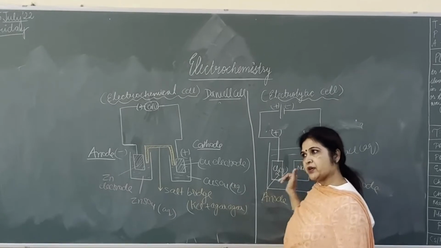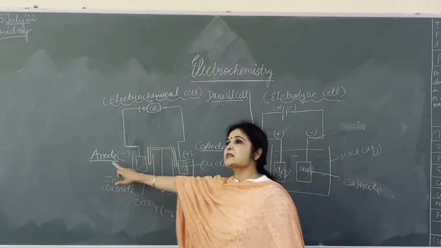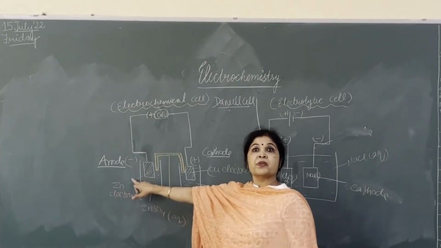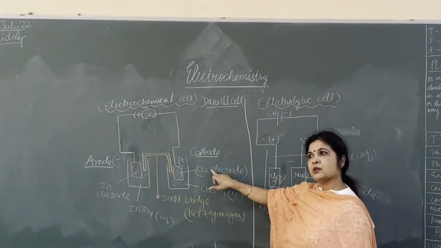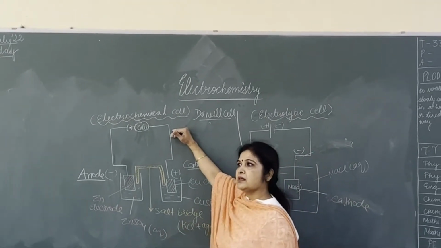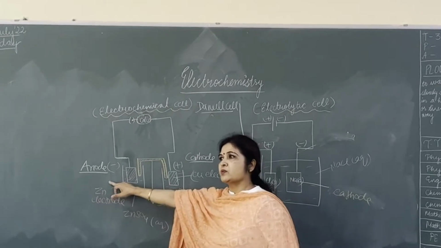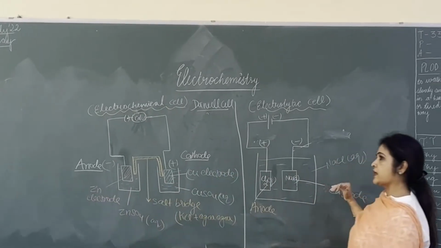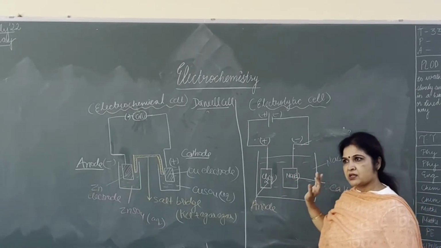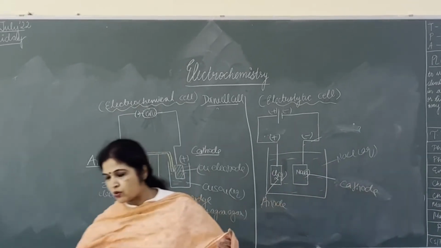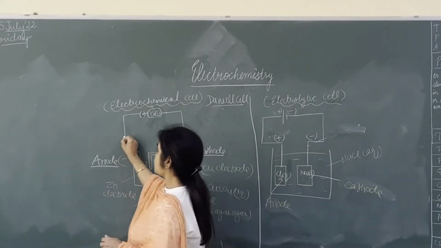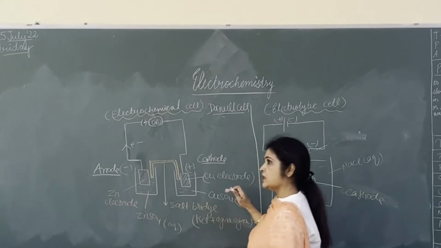Second difference is this. First is the principle, different, opposite. Third, you can see the sign convention of anode and cathode. What is the sign convention of anode here? Negative. And of cathode? Positive. So in an electrochemical cell, which is also called a galvanic cell, the anode sign is negative and cathode is positive, while in case of an electrolytic cell, the anode is positively charged and the cathode is negatively charged. Okay? And you know that electrons always flow from negative to positive. So in this case, you see electrons flow from zinc to copper.